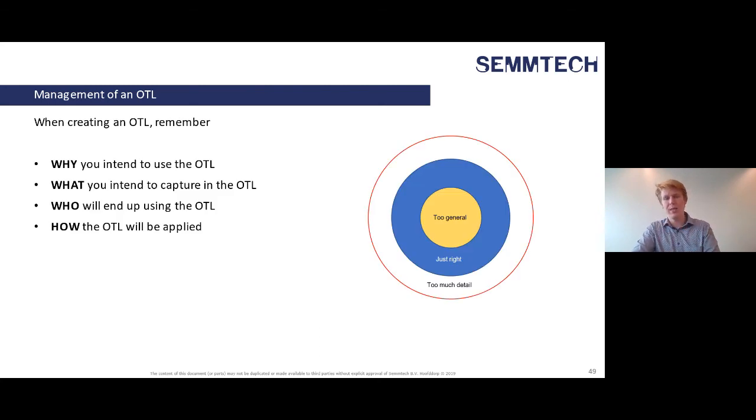So also when creating an object type library, do remember the why, what you are trying to create, who will end up using it, and how you're going to apply it. Also, don't make your object type library too general. Don't put too much in it. And also, if it doesn't suit the purpose, don't keep things too shallow with depth of information. Also, don't keep it too specific. So if you don't need to know all the nuts and bolts of your lamppost, don't add that to your object type library.